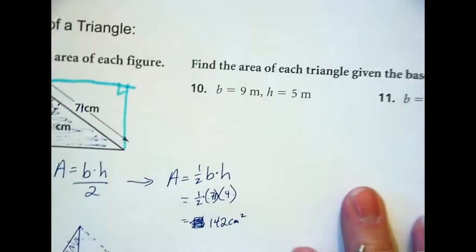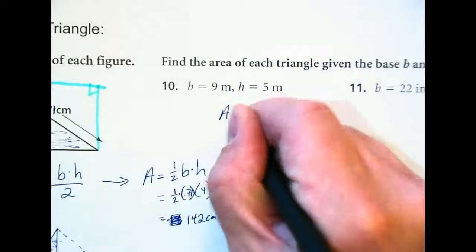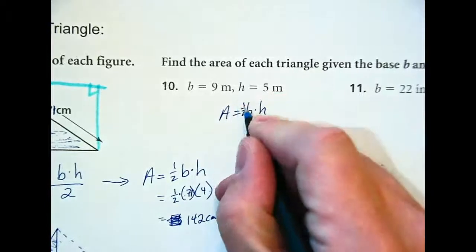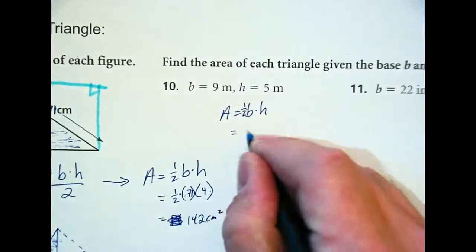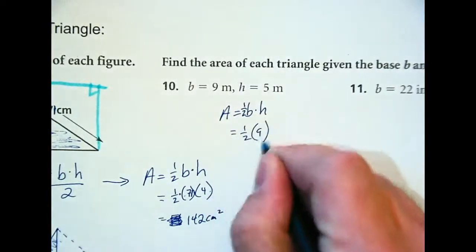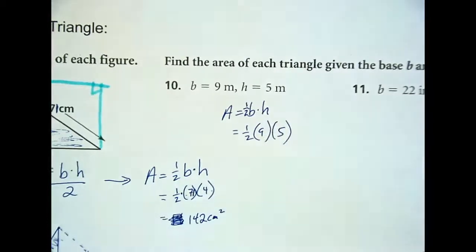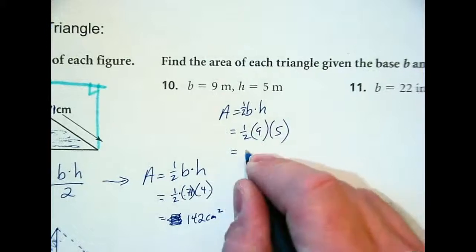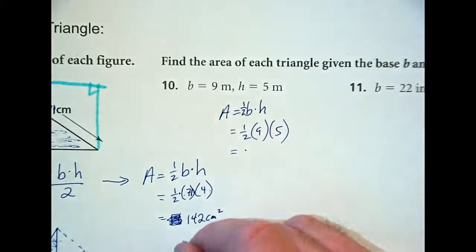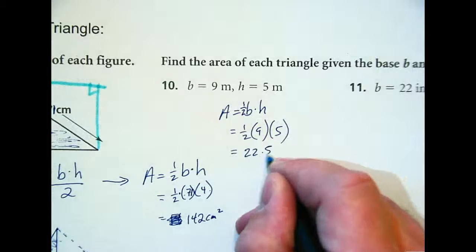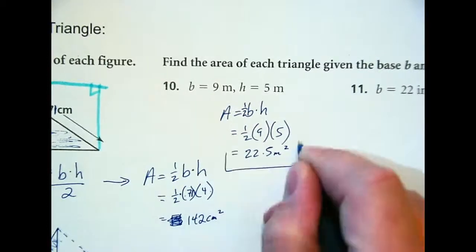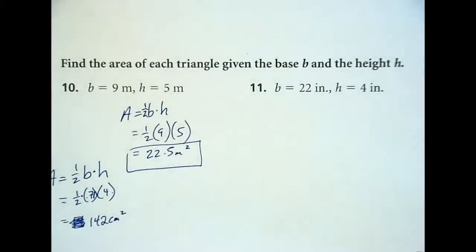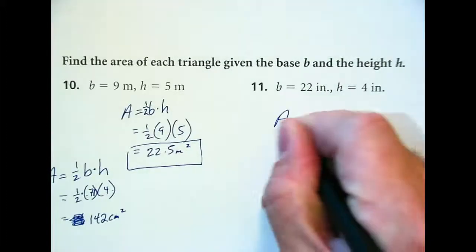Or if I'm looking at, say, number 10, area equals base times height times 1/2. I can put in my 9 and my 5. Now, it's tough to take half of either of those, so I end up with a fraction here. 45 cut in half is 22.5 square meters. I want you to try that one without a calculator, please. Number 11, without a calculator.